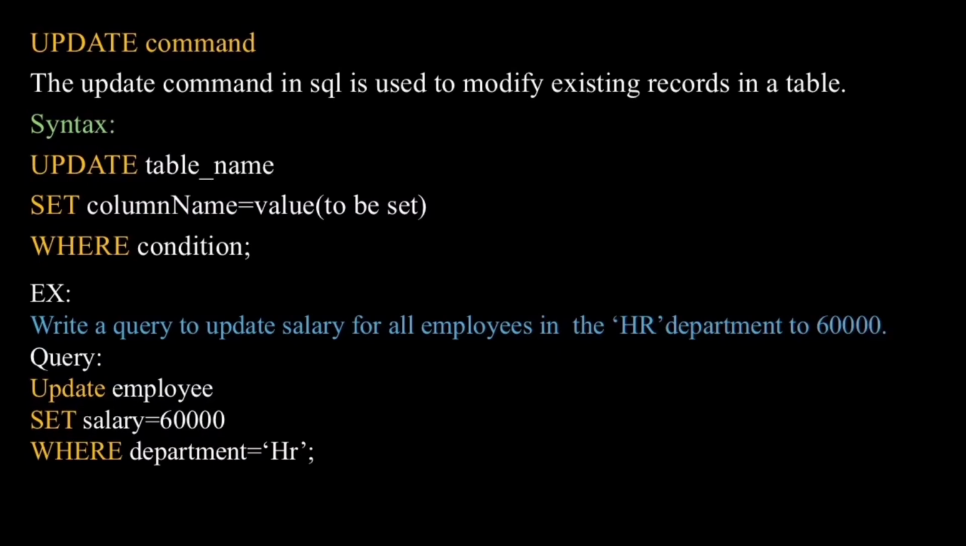Let's understand with an example. To update the salary of all employees in the HR department to 60,000: update employee indicates the employee table being updated. Set salary equals to 60,000 sets the salary column to 60,000. Where department equals to HR updates only those rows where the department is HR.